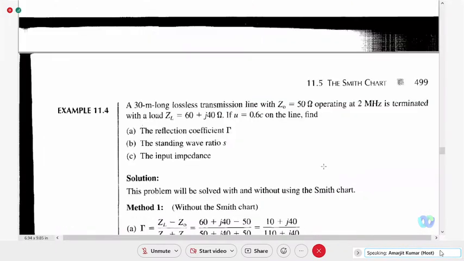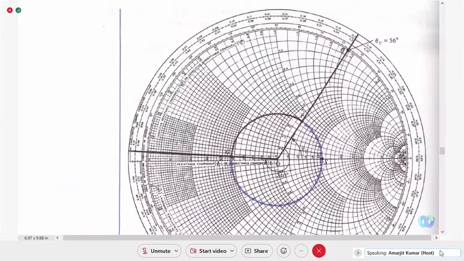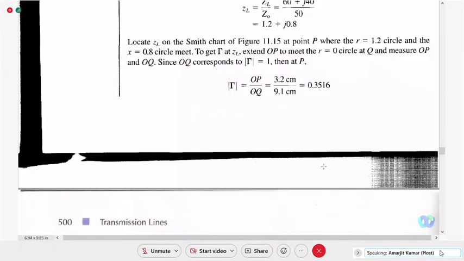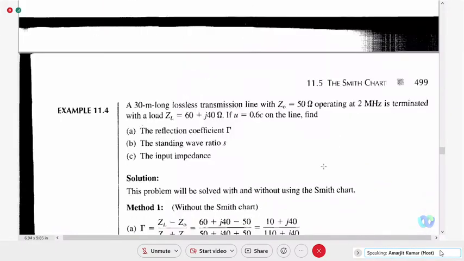The input impedance. How to calculate the input impedance? How to calculate? The length of the transmission line is given in this question. What is the length of the line? It is given 30 meter long.